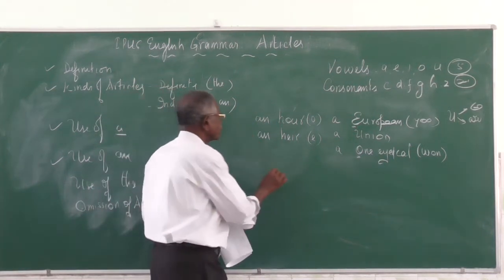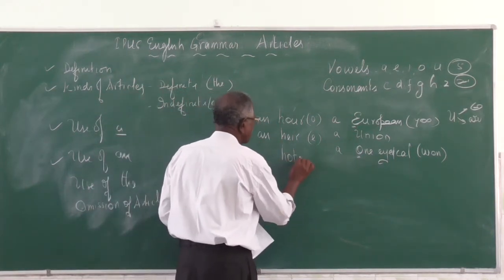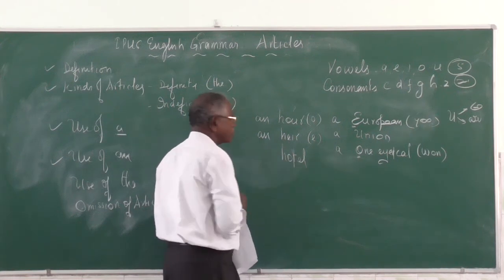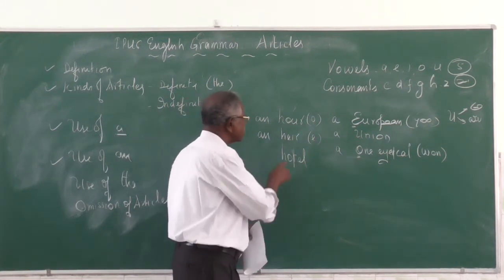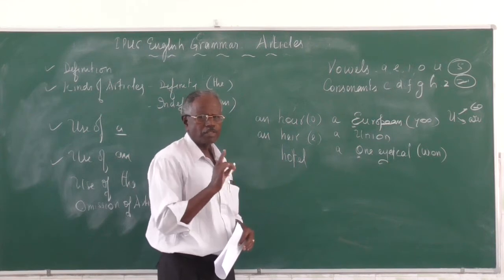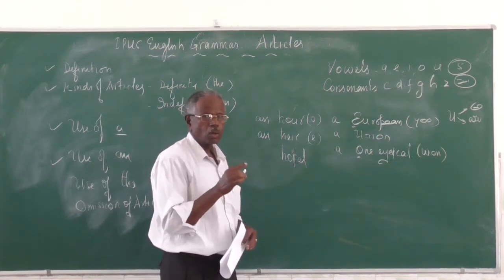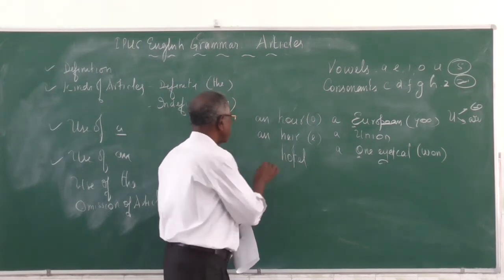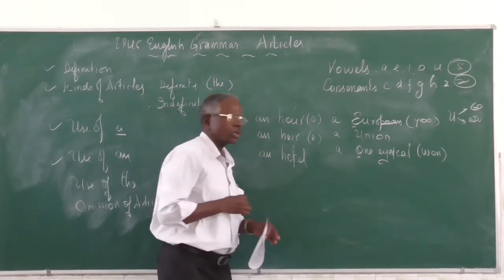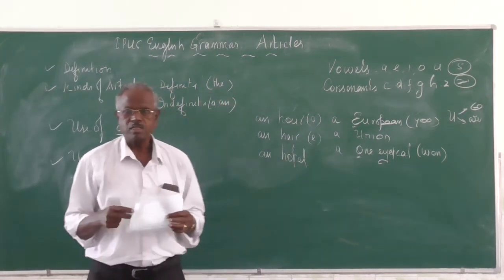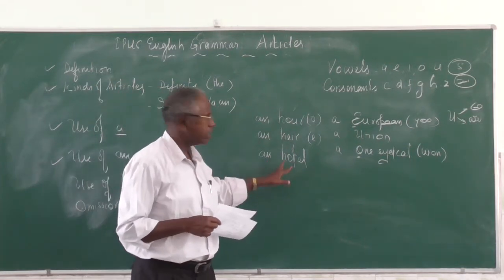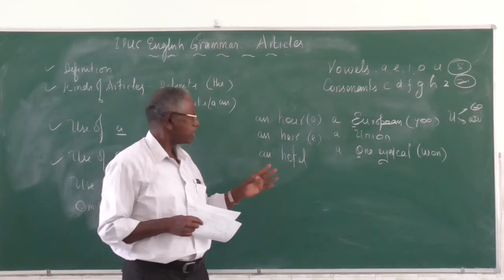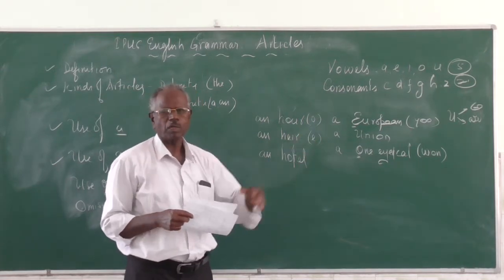For example, this word hotel. It has 2 syllables, and stress is on the second syllable, not on the first syllable. Not hotel, but hotel. Stress is here. That is why we say an hotel. H is there, but it is silent. The accent is on the second syllable or third syllable, whatever may be.